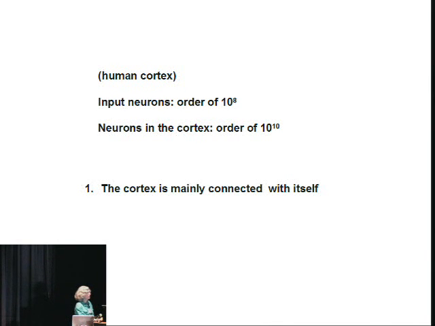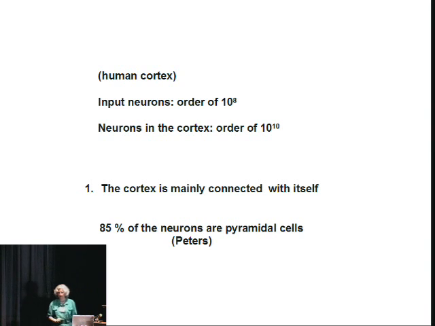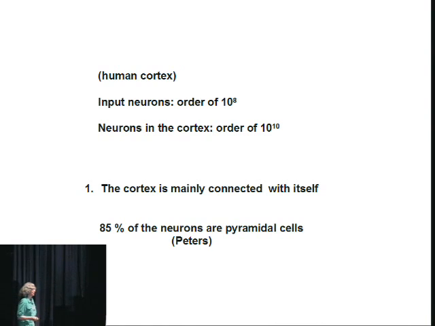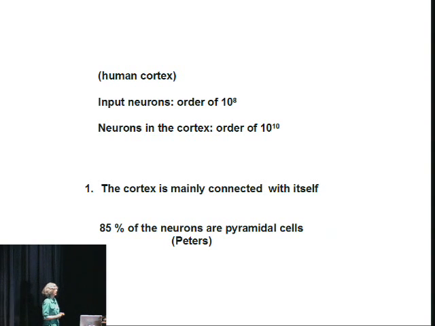Another point is when you look at the cell types, not in the detailed and wonderful way as it was done by Ed Callaway this morning, but in a more rough way. You see that most of the neurons are of one main type, namely pyramidal cells, about 85%. This is data which came first from the lab of Peters.